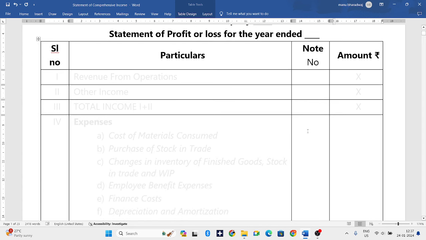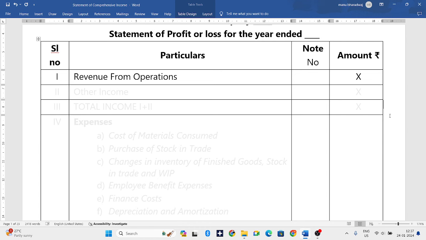So always first we will be taking revenue from operations. Revenue from operations is basically your sales. In the question they would have given it as sales. That will be our revenue from operations.